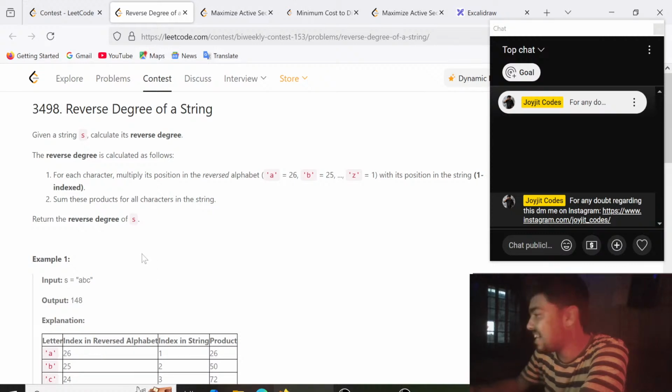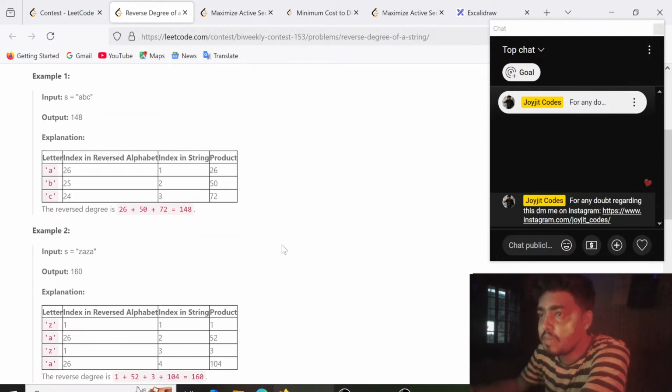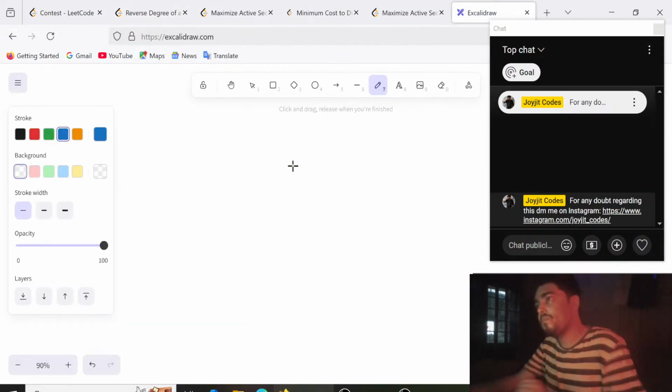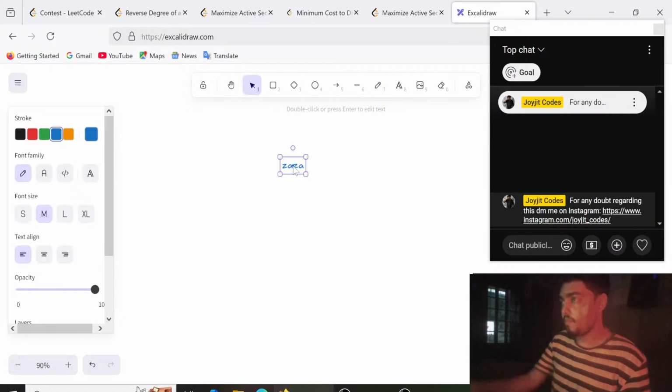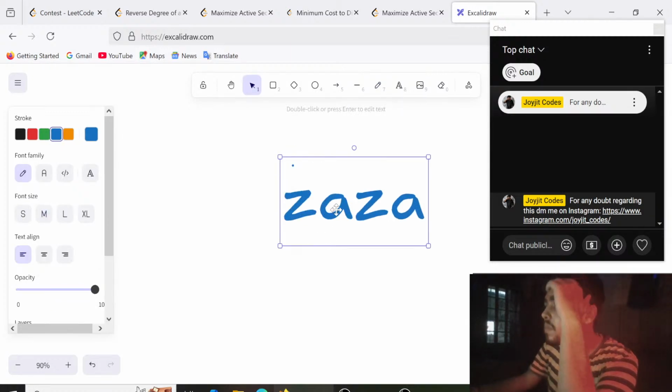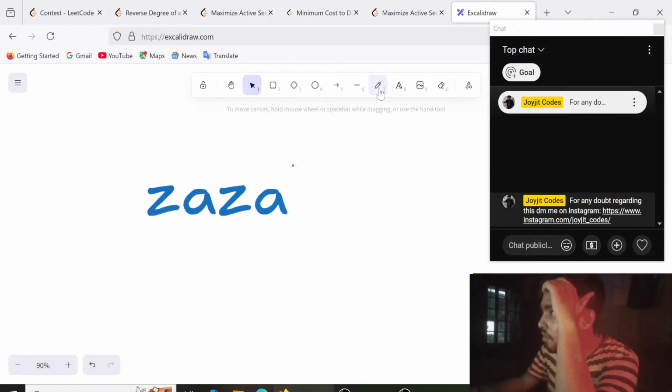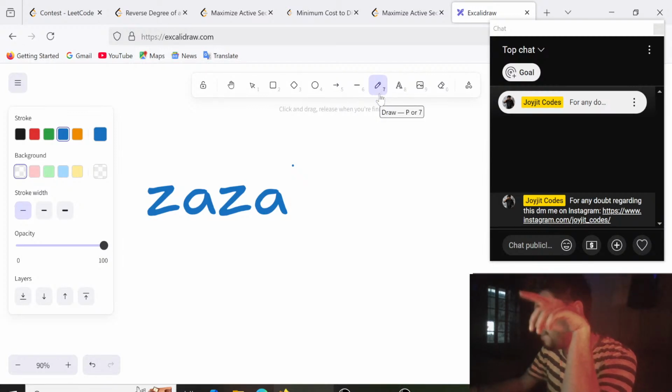Okay, so it's a very simple thing. It's not like you're a noob if you can't do it, but yeah, it's very simple. Let me go with an example. This is zaza. Let's take this example. Now see, what we have to do is, for every specific element, find out what value corresponds to it.